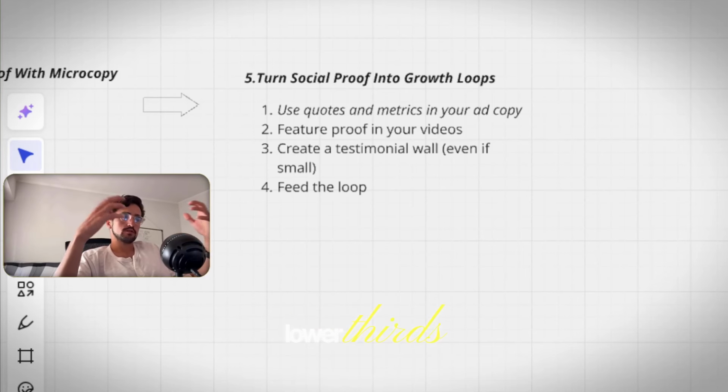Use lower thirds or overlays: beta users onboarded 5, average time saved 3 hours a week. Create a testimonial wall. Even if it's small, you can use chats, DMs, tweets, emails, Instagram chat screenshots. Those are things that you can use. And feed the loop. Each new user's feedback becomes proof and attracts more users. This is literally how startups like Chainly, Typedream, and Figma in early beta went from 0 to 1,000 users. They showed growth before they had full traction.